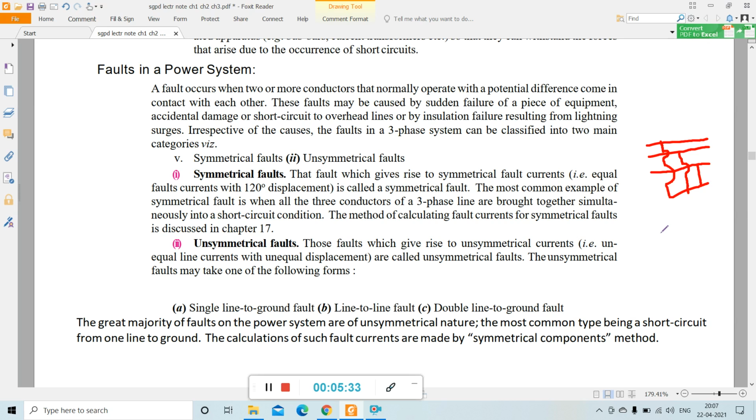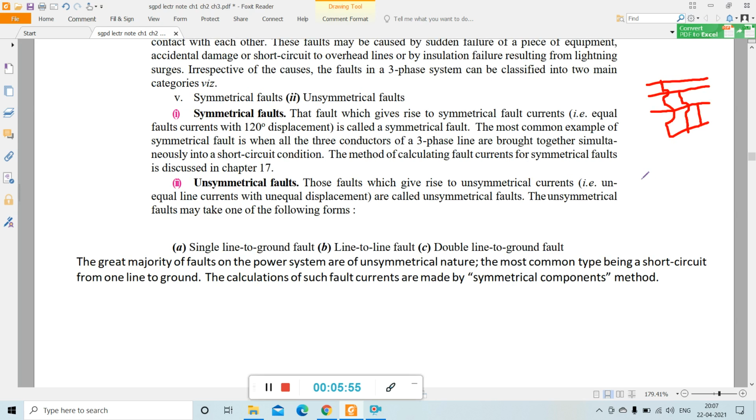Then next is the unsymmetrical fault. What is the unsymmetrical fault? Those faults which give rise to unsymmetrical current. Unsymmetrical current means unequal line current with unequal displacement, and these are called unsymmetrical faults. The unsymmetrical faults may take one of the following forms. See how the unsymmetrical fault occurs. These are the three lines. So it is like a single line to ground fault.